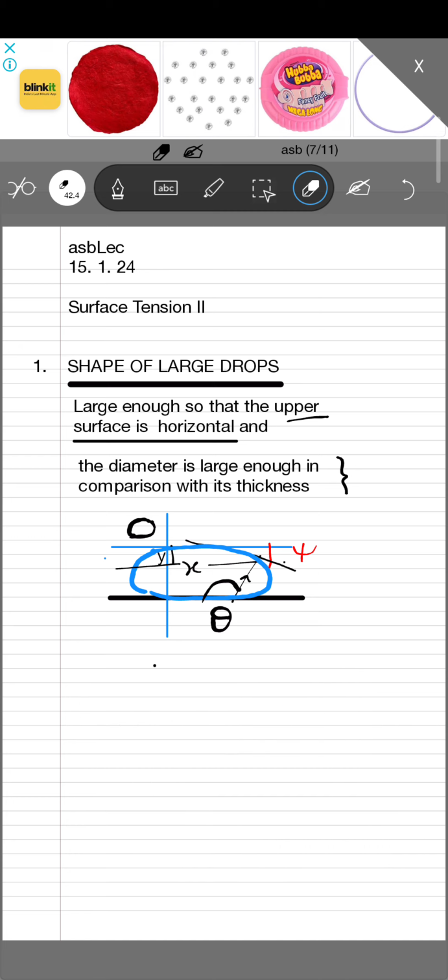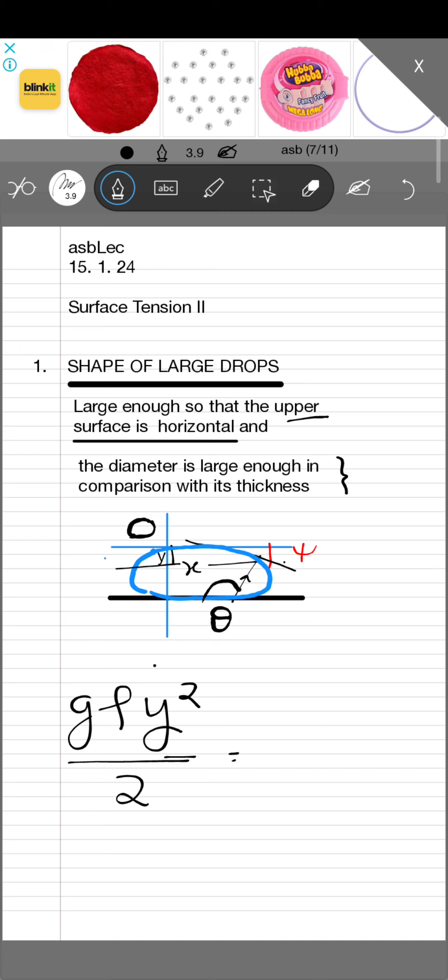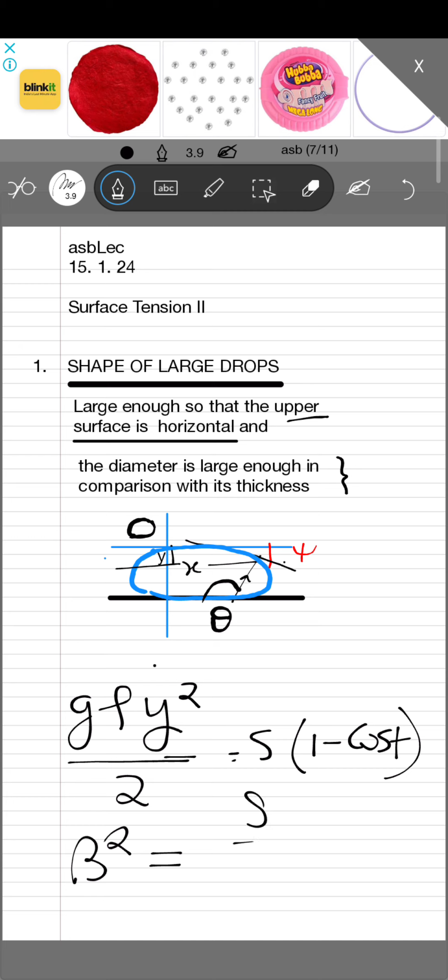ultimately what is obtained here is g rho y square by 2 is equal to S (1 minus cos psi), where b square is equal to S by rho g. So this is how the equation looks.